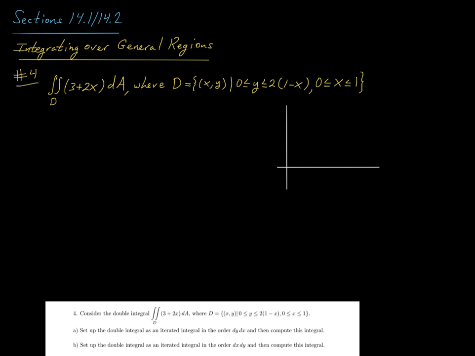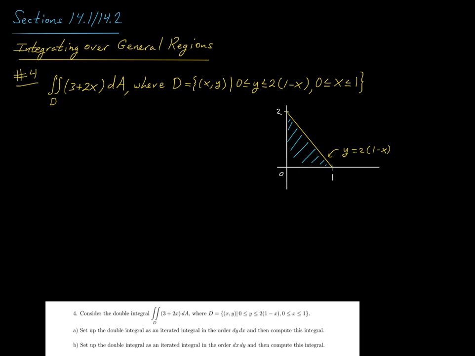Okay, so let's first draw a picture of D. Notice the bounds on y. If y is 0, we're just on the x-axis. And if y is 2 times the quantity 1 minus x, then we're on the line whose y-intercept is (0, 2) and whose x-intercept is (1, 0). So as we let y vary from the x-axis to the line, we're letting x vary from 0 to 1. If you put all that together, we're really describing this triangular region here in the first quadrant.